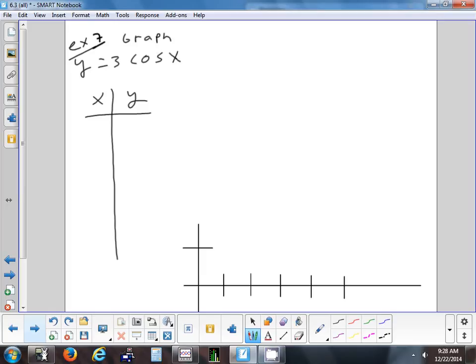Now, we're only going to look at examples where B is positive. If it was negative, that would cause a reflection. We're not going to do those. Just going to stick with positive values for B.